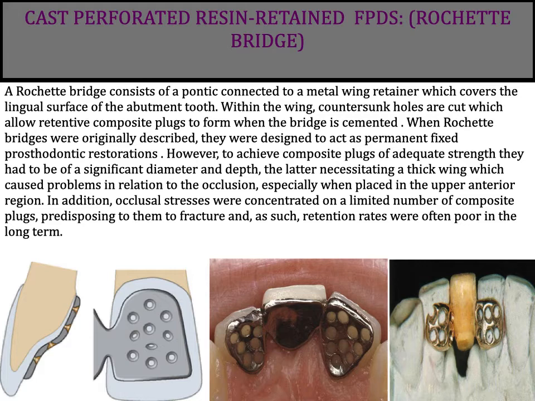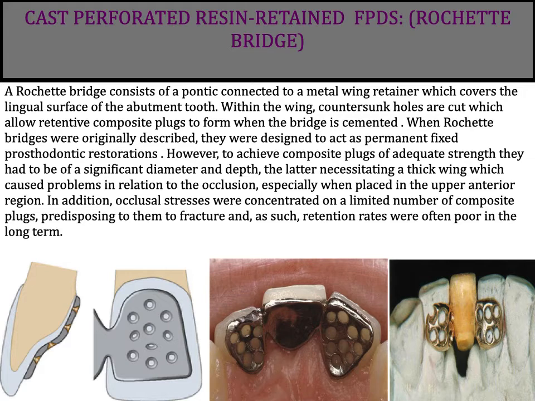Coming to the Rochette bridge, this follows the mechanical retention type. A Rochette bridge consists of a pontic connected to a metal wing retainer which covers the lingual surface of the abutment tooth. Within the wing, countersunk holes are cut which allow retentive composite plugs to form when the bridge is cemented. When Rochette bridges were originally described, they were designed to act as permanent fixed prosthodontic restorations.